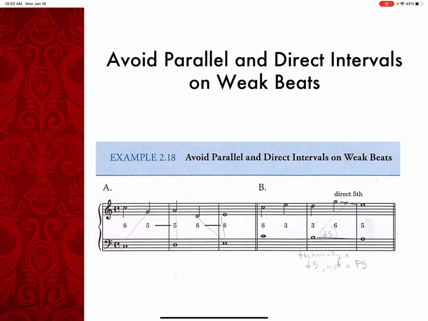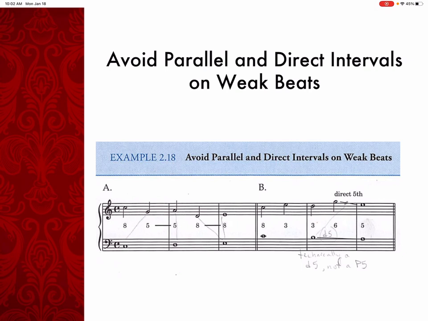Now, avoid parallel and direct intervals. These are the hidden intervals on the weak beats. So you'll hear this. You have 8, 5 to a 5, and then 8 to an 8. So you just had two parallel perfect fifths next to each other, as well as two P8s. 5, 5, 8, 8. That's not good.